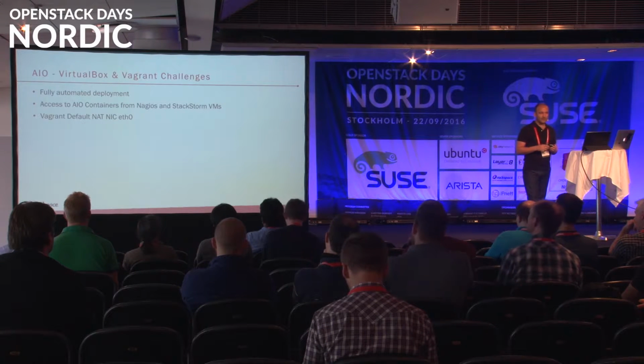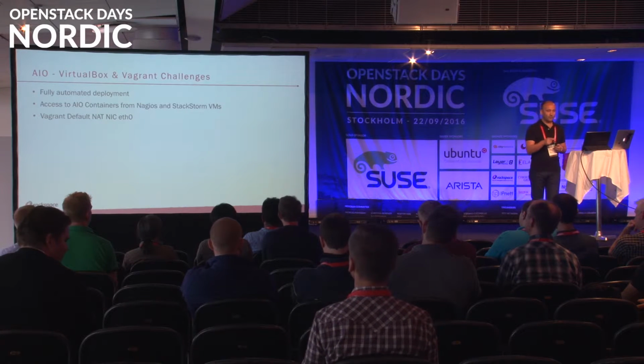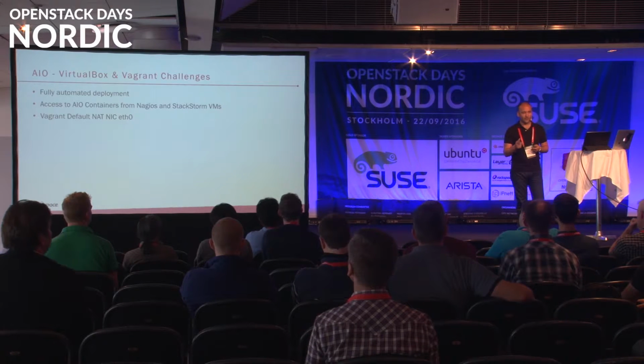One of the problems with Vagrant is it gives you a default interface on your VM when it creates a VM for you. You can't change that, it's by design. And the all-in-one configuration is designed to use eth0 for most of its configuration.